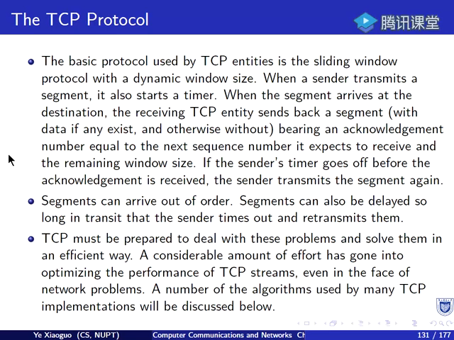Segments can arrive out of order. Segments can also be delayed so long in transit that the sender times out and retransmits them. TCP must be prepared to deal with these problems and solve them in an efficient way. A considerable amount of effort has gone into optimizing the performance of TCP streams, even in the face of network problems. A number of the algorithms used by many TCP implementations will be discussed below.